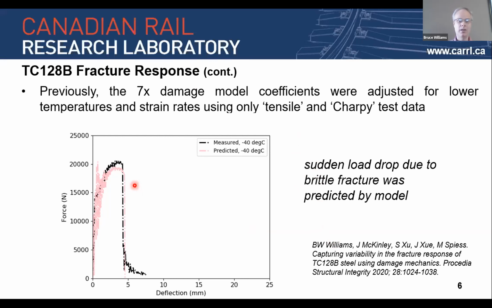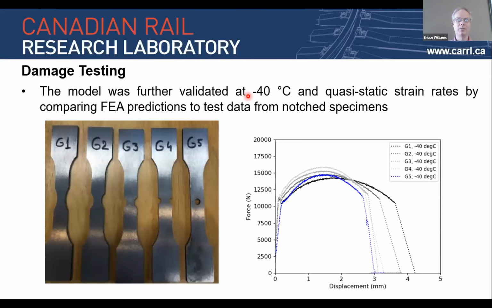So in the current work, we did a little bit more testing to further validate our material model at minus 40 degrees Celsius. We use these types of laboratory specimens with notches in them. The reason that we're using notches is because that's the type of geometry that we might expect to be present in a crash. So when we test these materials at the lower temperature, it gives us load displacement data that we can compare our FE predictions to, to see how well it agrees.